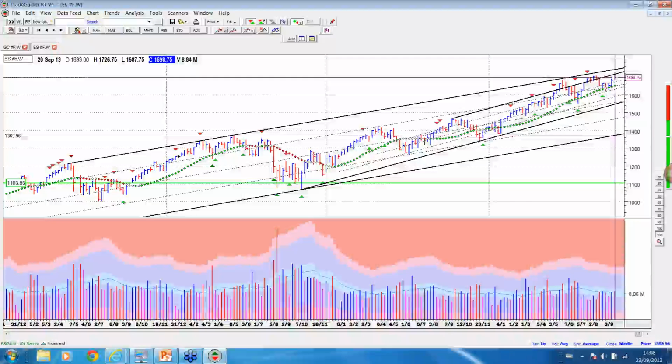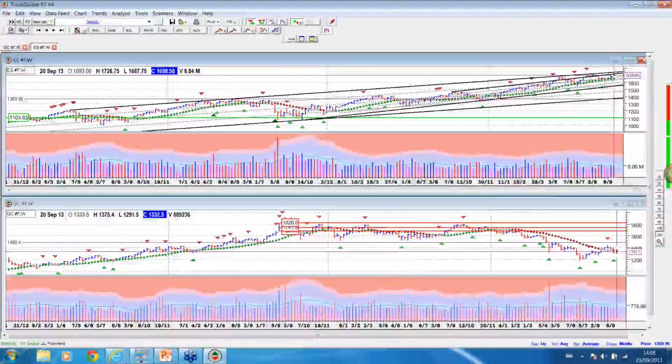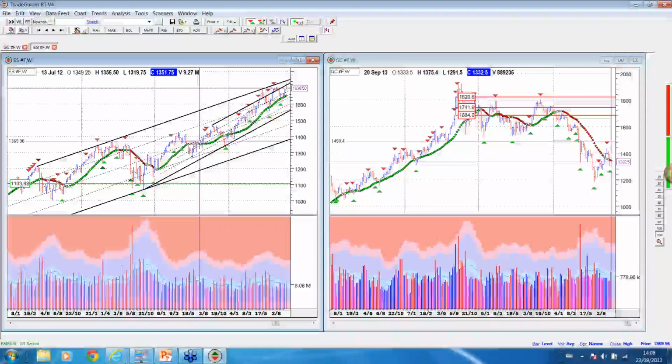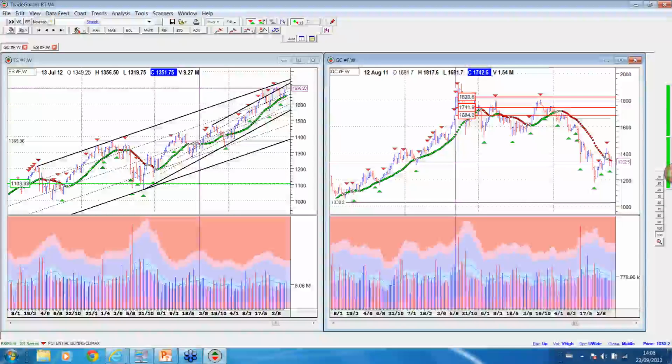And we're going to look at some charts now. Let me just put these two charts together. Okay, on the left, you've got the E-mini S&P, and on the right, you've got gold. These are futures contracts traded on the weekly charts. All right, now we're going to start by talking about climactic action.